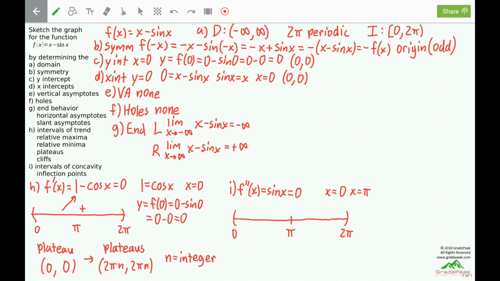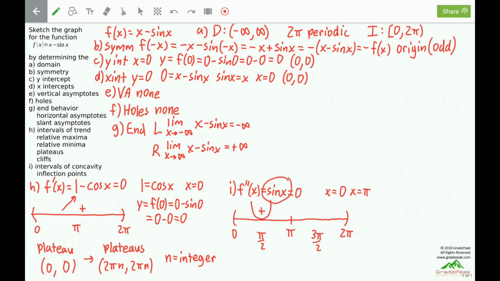We can test the concavity on each of the intervals by picking a test value. The first interval, 0 to pi, we can pick pi over 2. The second interval, pi to 2 pi, we can pick 3 pi over 2. And we can test the concavity by plugging the test values into the second derivative. We only care whether it is positive or negative. Plugging pi over 2 in, the sine of pi over 2 is a positive 1. We have a positive second derivative. This corresponds to concave up.